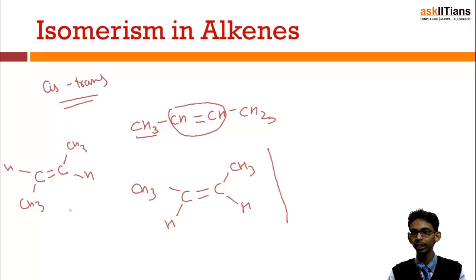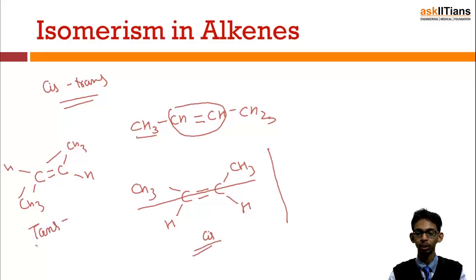Now what is the difference between these two? These two are the structures of the same compound 2-butene, but the difference is that in this one the similar groups are on the same side, while in this the similar groups are on the opposite side. So this type of geometry is called trans geometry and this is cis geometry. So this type of isomerism is called cis-trans isomerism. If the similar groups approach the carbon atoms from the same side, it is known as cis, and if they approach from opposite sides, it would be trans. So this was the cis-trans isomerism.